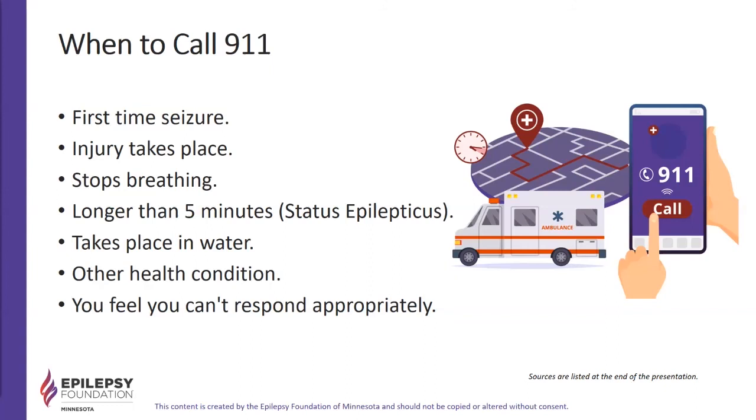If a seizure ever takes place in water, because we don't know if the person has ingested any water during the course of the seizure, you'll want to call 911. If we know that a person has other underlying health conditions, such as cardiac, or if they happen to be pregnant, those are two situations in which you'd want to call 911 as well. But to cover all that, if you ever feel that you can't respond appropriately, you should definitely call 911.